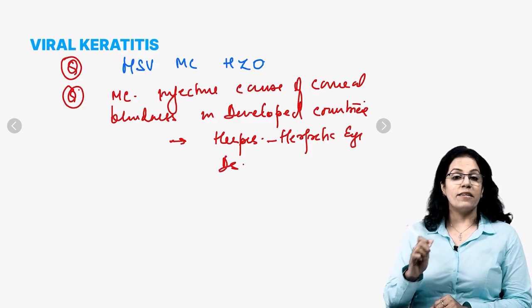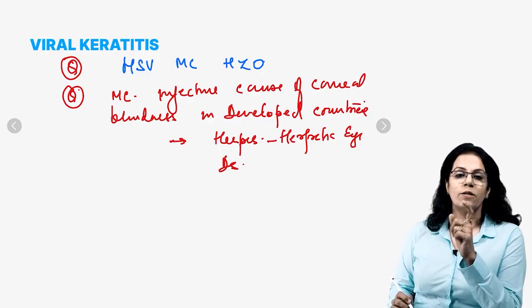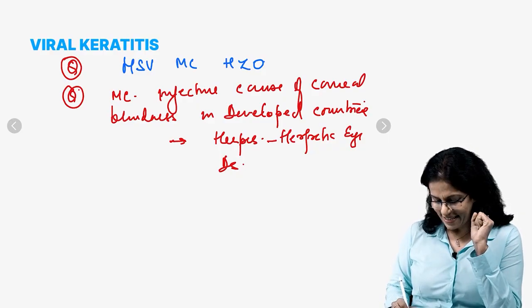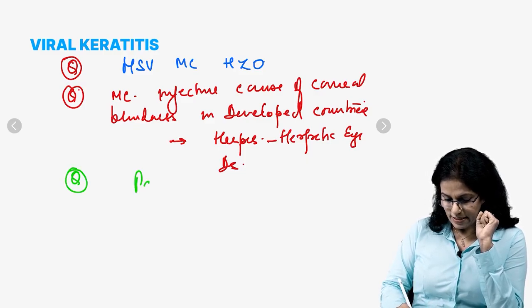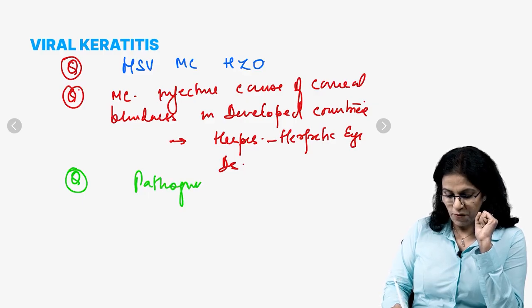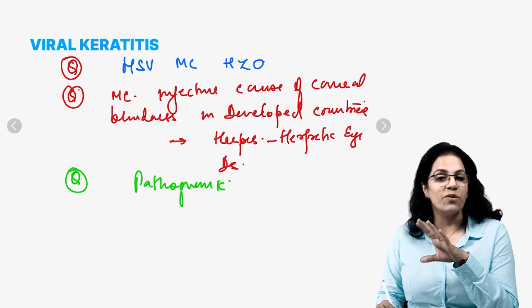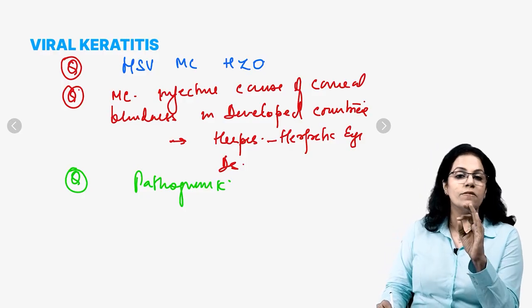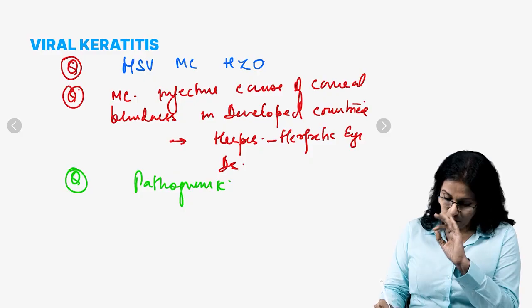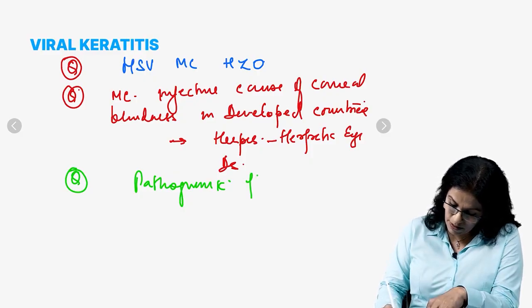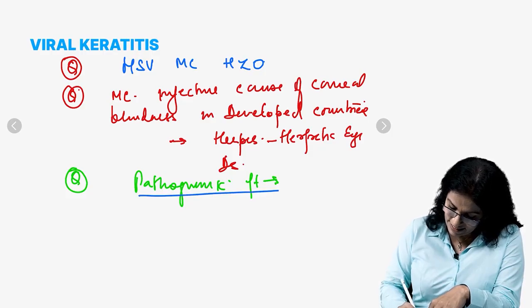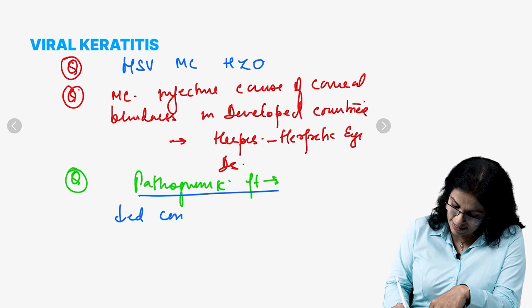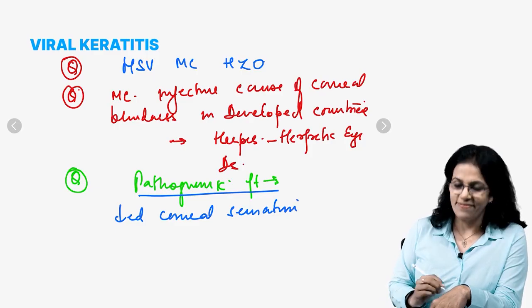Let me ask you another question. Which is the pathognomonic feature of viral keratitis? Many of you answer me, ma'am, it is dendritic ulcer. No. Dendritic is a feature of simplex, it's not a feature of zoster. So the pathognomonic feature we will answer is decreased corneal sensation.